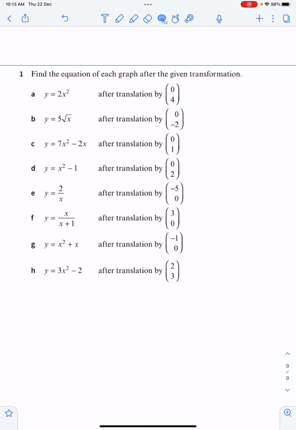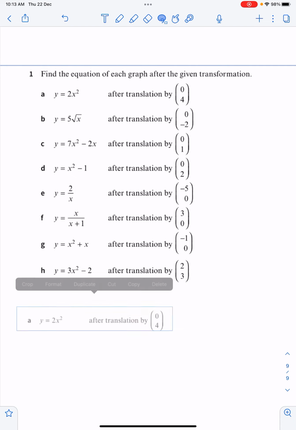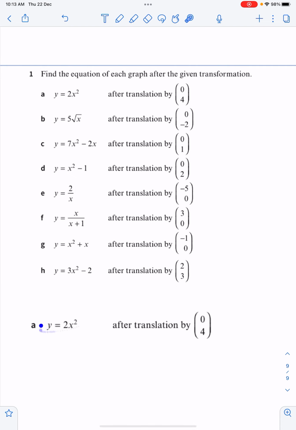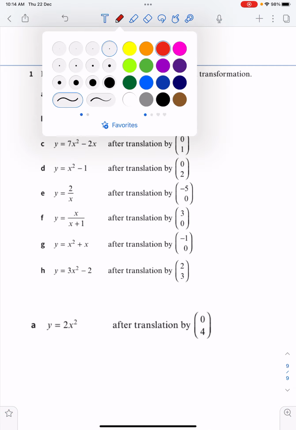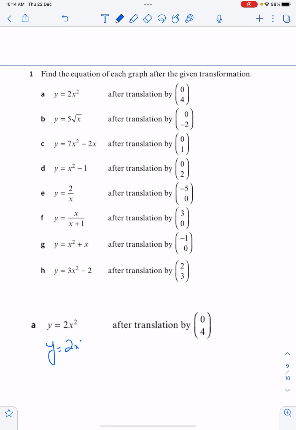Okay, question number 1. You have to shift this graph. This is the equation of the graph, and you have to translate it by (0, 4). That means no horizontal movement, but it will move vertically up by 4 units. So the equation of the graph is going to be y equals 2x squared plus 4. In the second one, I'm writing it here only, 2x squared plus 4.